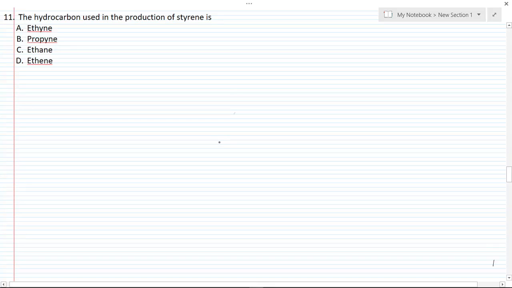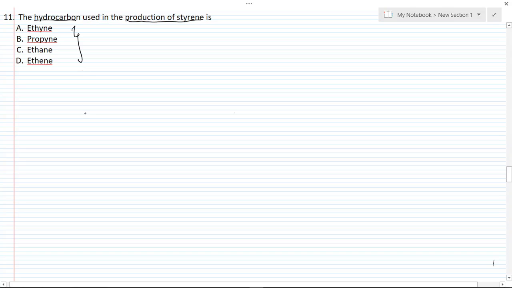The hydrocarbon used in the production of styrene is A. Ethyne, B. Propyne, C. Ethane, and D. Ethane. So obviously the keyword here is production of styrene and also hydrocarbon. Well, for one, all our options are actually hydrocarbon. So let's see if we can further eliminate our choices. So production of styrene. How exactly is styrene being produced?